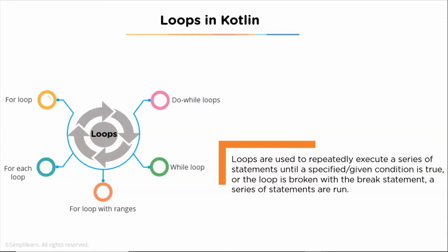There are various types of loops in Kotlin, like for loops, for each loop, for loop with ranges, while loop, and do while loop. So let's go ahead and understand these loops.